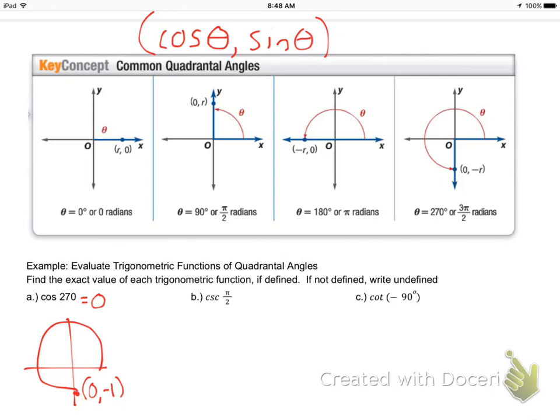Did everybody get 0 when they put in cosine of 270? I hope so. What about the next one? Cosecant of pi over 2. Well, first of all, where's pi over 2? It's 90 degrees, straight up. So that's the second photo up there. So it should be 0, comma 1, right?